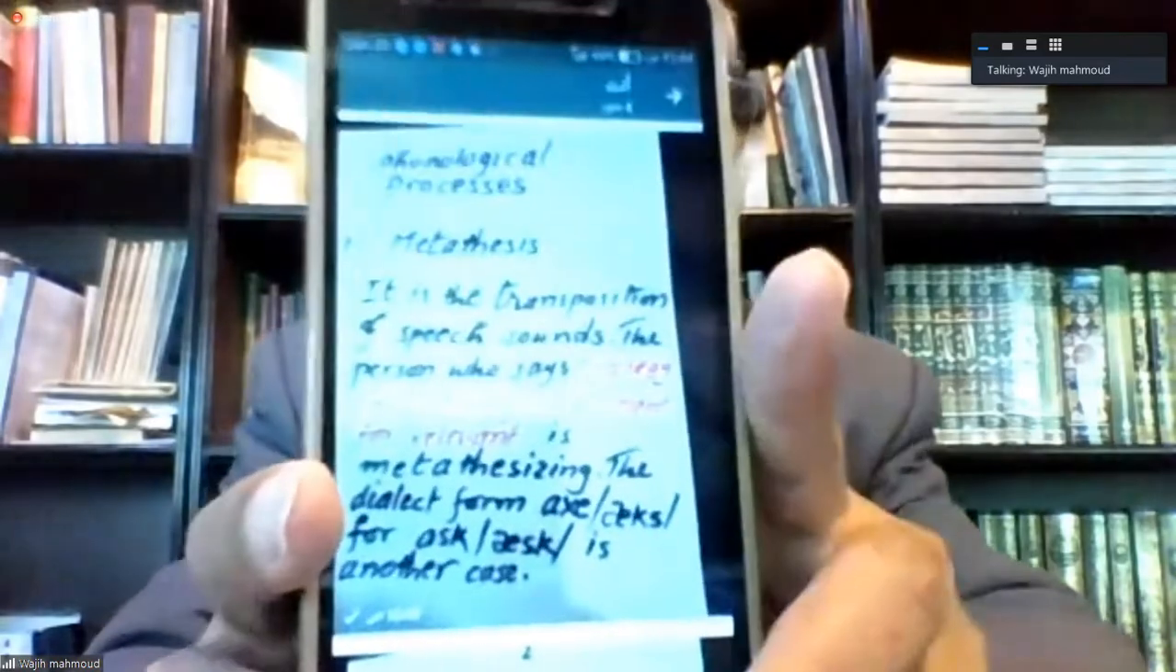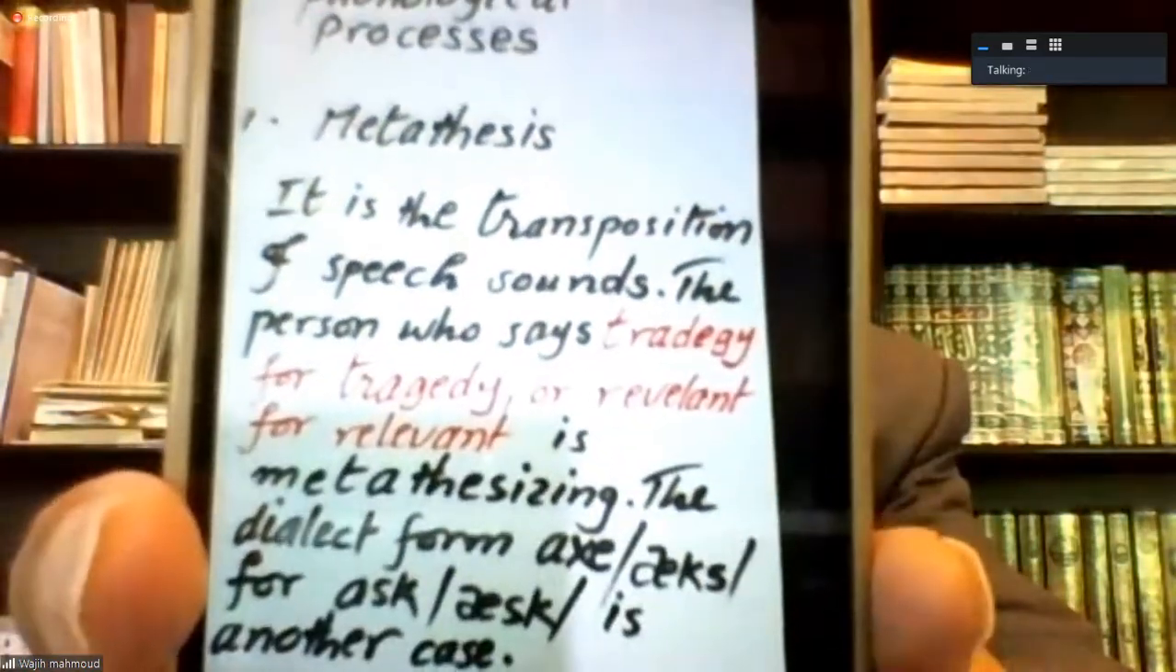Check the group, please. It's all the phonological processes. You have 4 pages here.